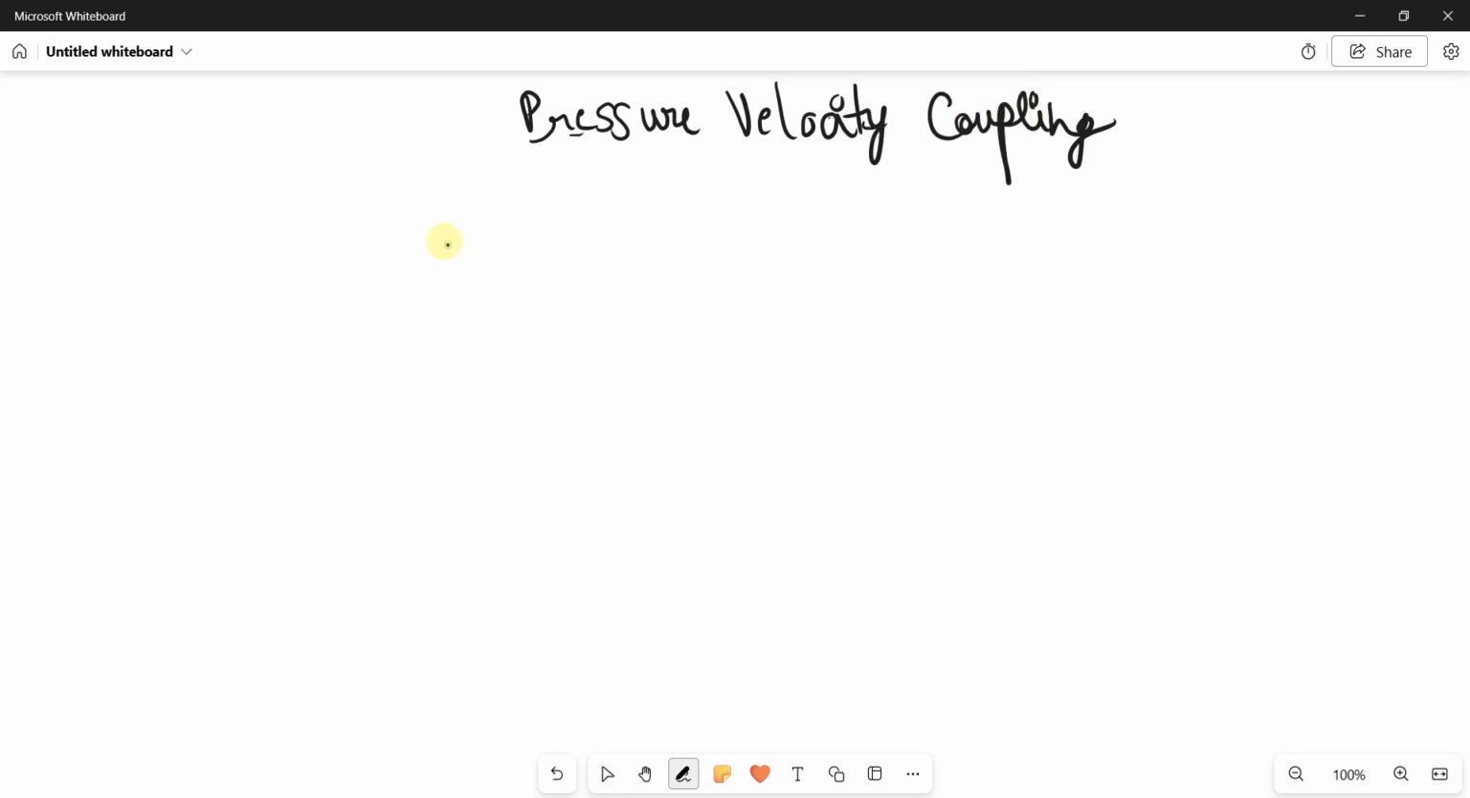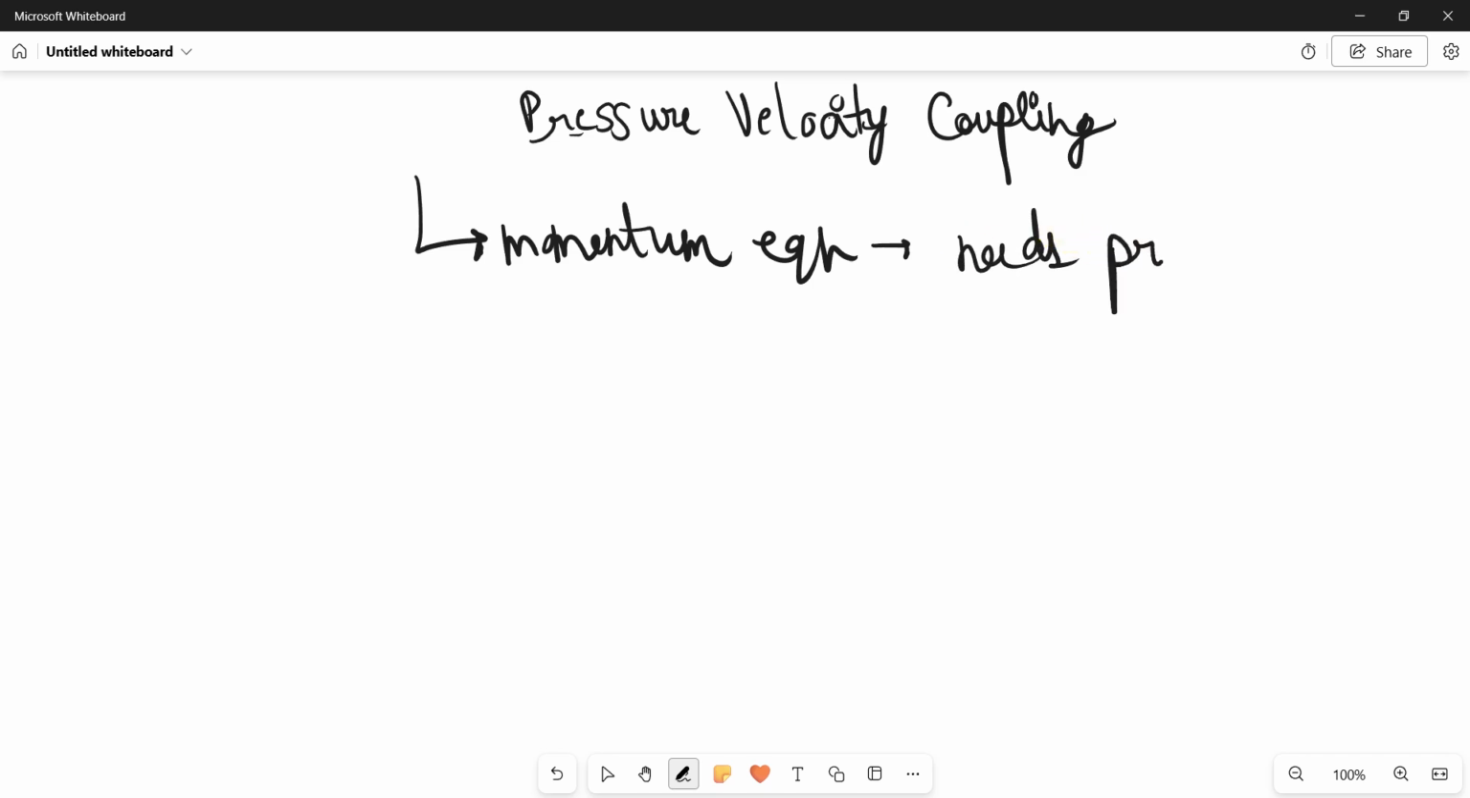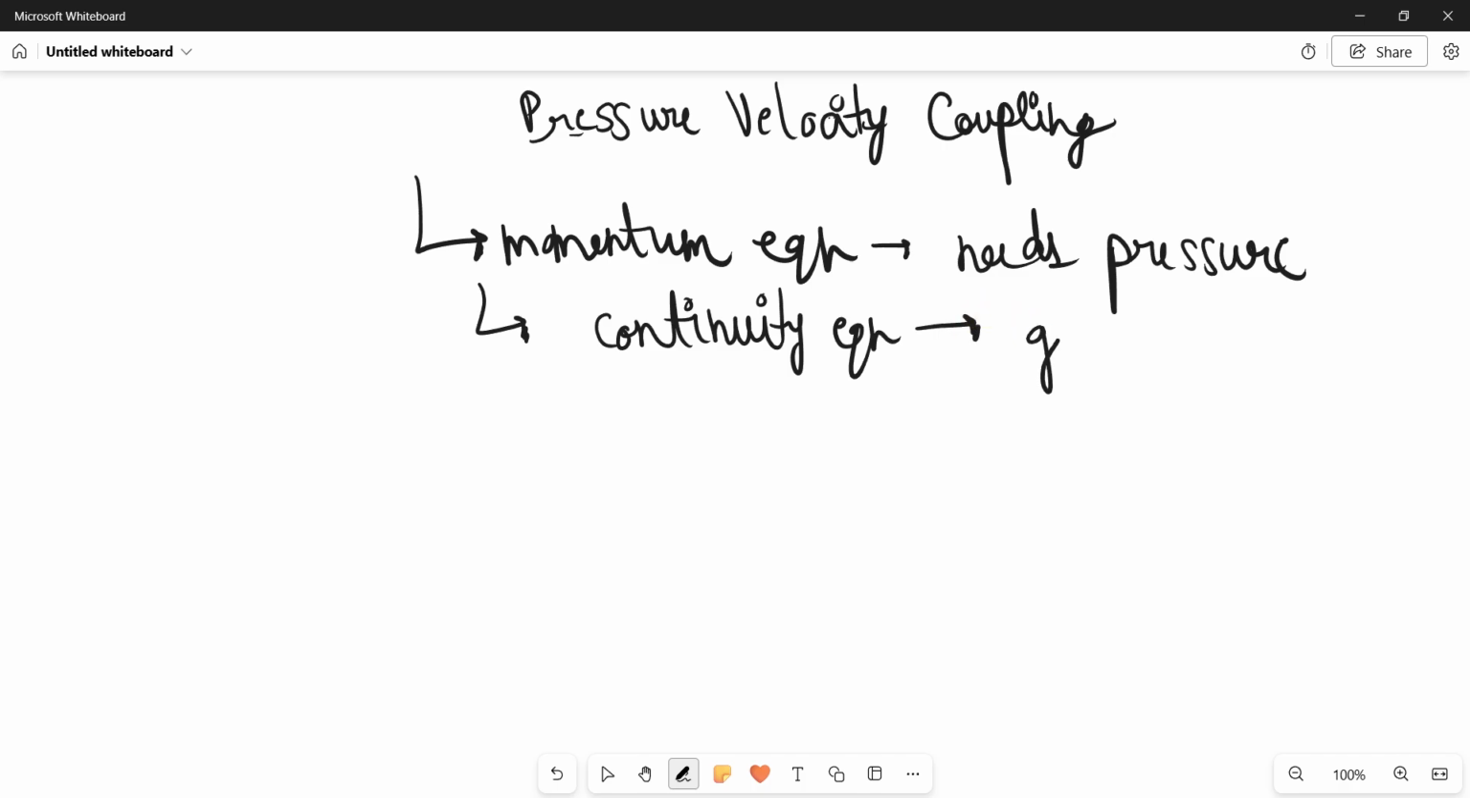So what is it? Okay, so in the momentum equation, I'll just give you a background. In the momentum equation that we use, it needs pressure, right? And the continuity equation gives no pressure.